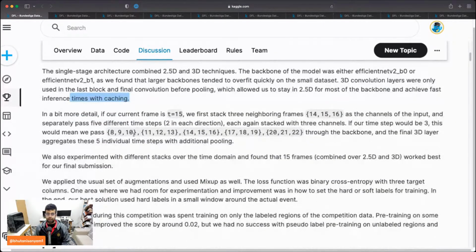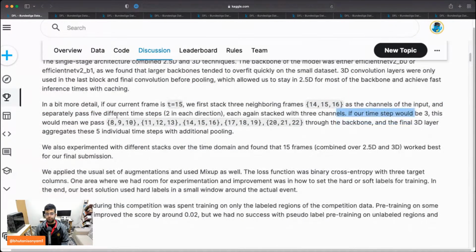They say, let's say you're looking at t equal to 15 frame, you would stack the three neighboring frames. So you look at t minus 1 and t plus 1 as the channels of input, and then separately pass five different timestamps. So if your timestamp would be 3, this would mean you'd pass in all of the neighboring brackets as well, covering other frames. Key thing to note, these don't overlap. So for one team, this was overlapping. The other team, it did not overlap.